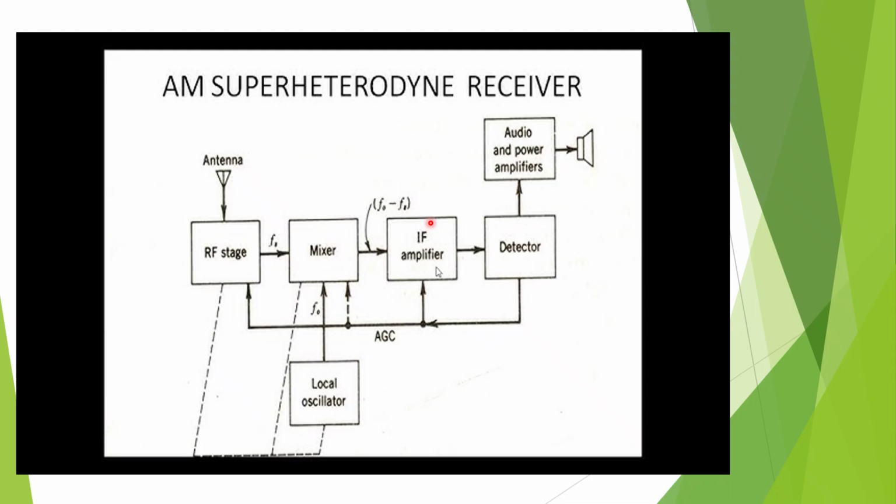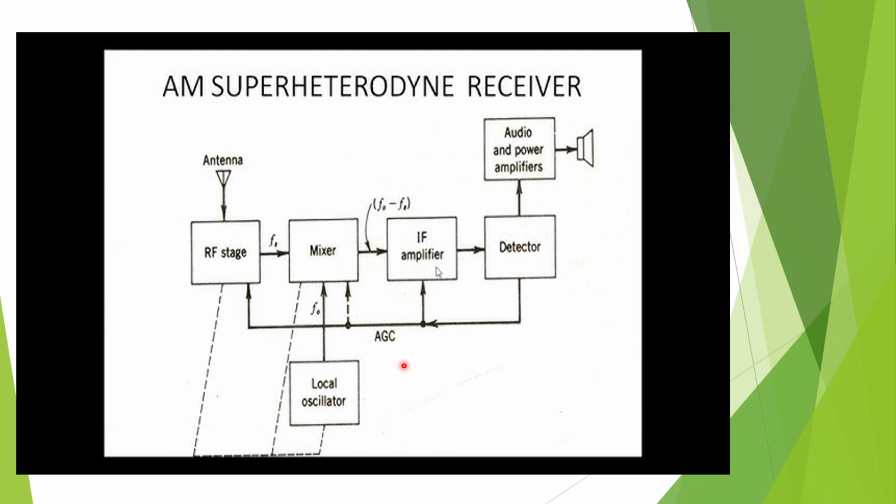So if you want to change the frequency F0 from the local oscillator, then you must change the frequency from the mixer also, that is Fs should also be changed, so that the bandwidth will become narrow. Again, this AGC, what is this?